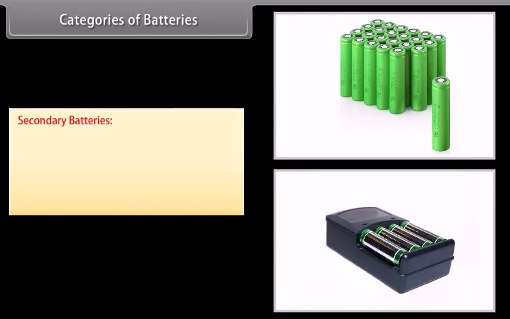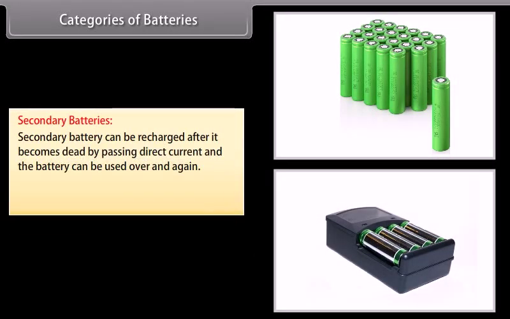Secondary batteries. A secondary battery can be recharged after it becomes dead by passing direct current, and the battery can be used over and over again. For example, lead storage battery and nickel cadmium storage cell.